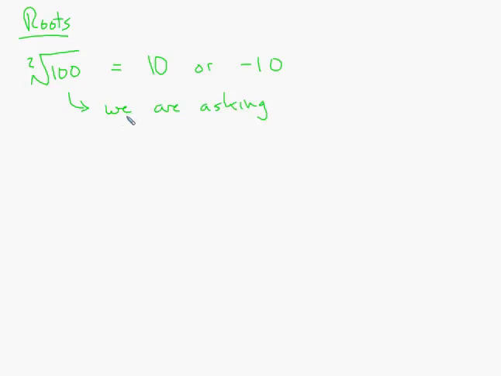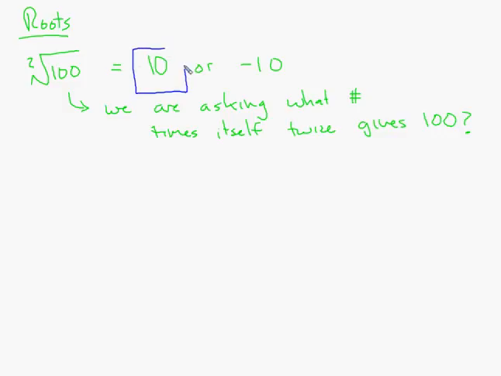We are asking what number times itself twice gives 100. That's what we're asking when we do a square root. So we say, well, 10 times 10 is 100, or negative 10 times negative 10 is 100. Now, for this chapter, we're going to want the principal root. And the principal root is the positive one. So we'll take this one. Okay?